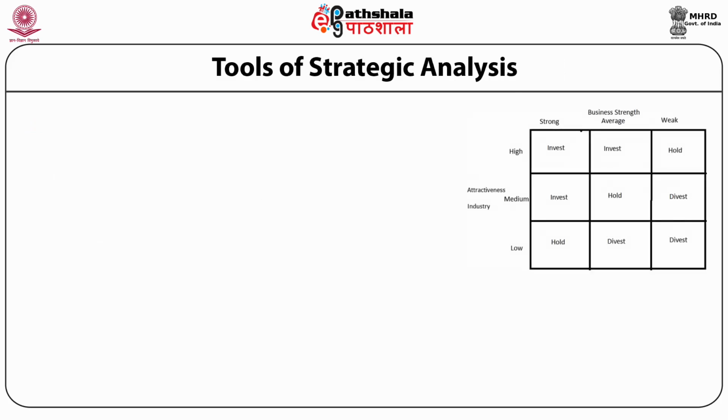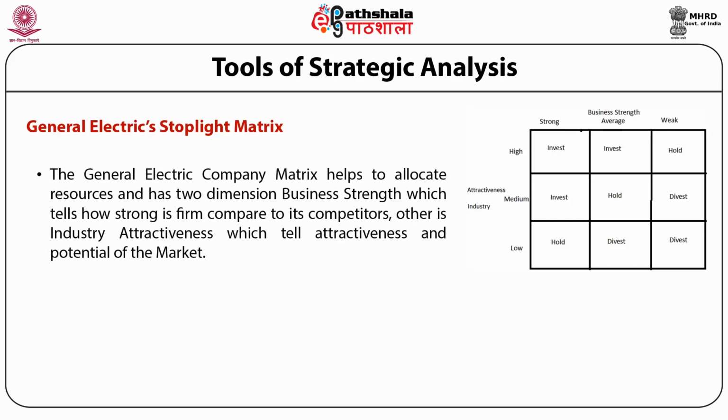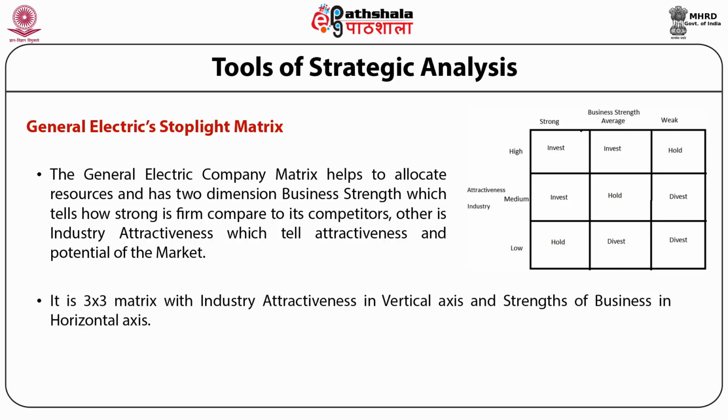The next tool of strategic analysis is General Electric's stoplight matrix. Based on the fundamentals of portfolio analysis, another matrix which helps in strategy formulation is referred to as the General Electric stoplight matrix. This matrix helps to allocate resources and has two dimensions: business strength, which tells how strong a firm is compared to its competitors, and industry attractiveness, which tells the attractiveness and potential of the market. It is a 3 by 3 matrix with industry attractiveness on the vertical axis and strength of business on the horizontal axis.